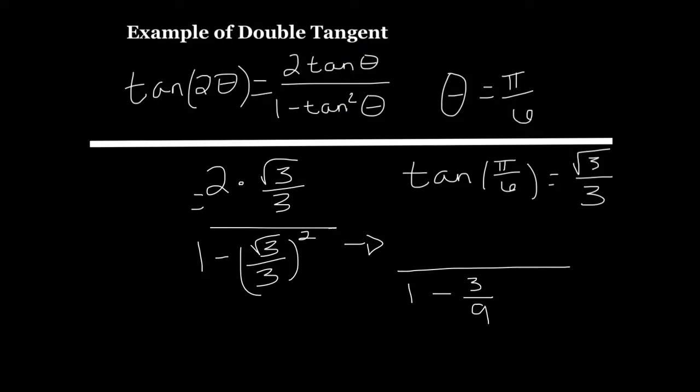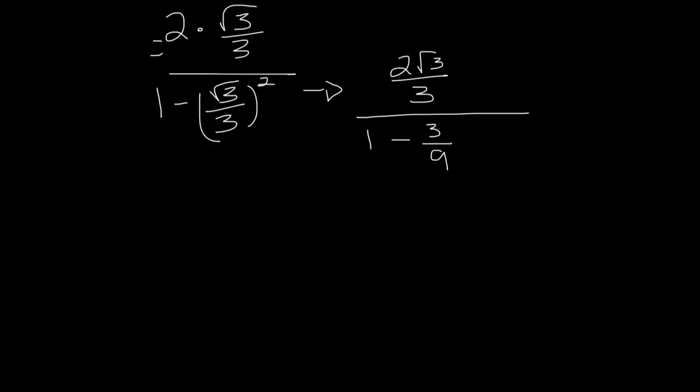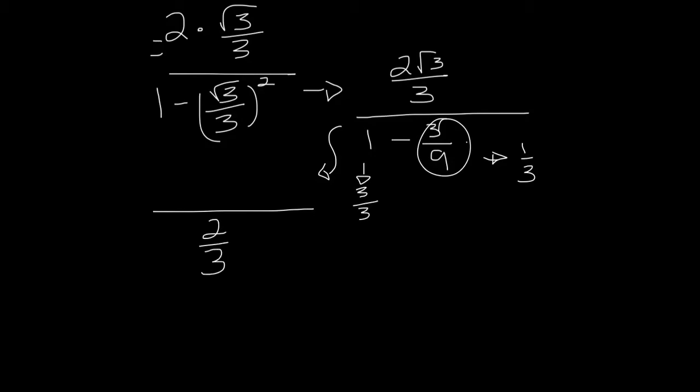And we're going to get 2 root 3 over 3 in the numerator. So here's where we are so far. Let me just keep going here. Let's deal with the denominator for a second. 1 minus 3 over 9, we know that this is really 1/3 once you reduce it. So 1 minus 1/3, that's 3/3 minus 1/3. We're going to get 2/3 down here. And we have 2 root 3 over 3 in the numerator.